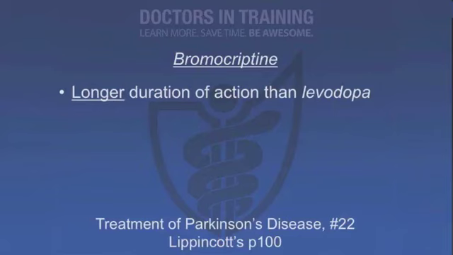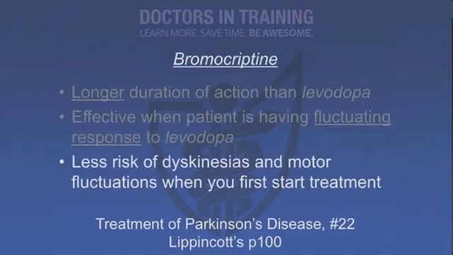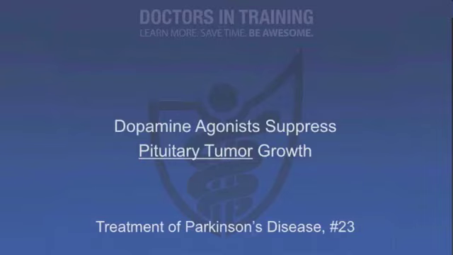So it has a longer duration of action than levodopa, so it can be effective when a patient is having a fluctuating response to levodopa, which we talked about. There's less risk of dyskinesias and motor fluctuations when you first start treatment. Unfortunately, it's ineffective in patients who have shown no response to levodopa. Bromocriptine can also be used to treat pituitary tumors. You'll remember that dopamine is involved in the regulation of secretion of pituitary hormones. So if you give a dopamine agonist, you can actually suppress pituitary tumor growth.